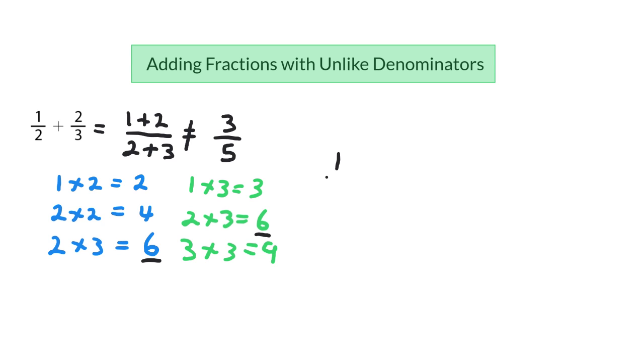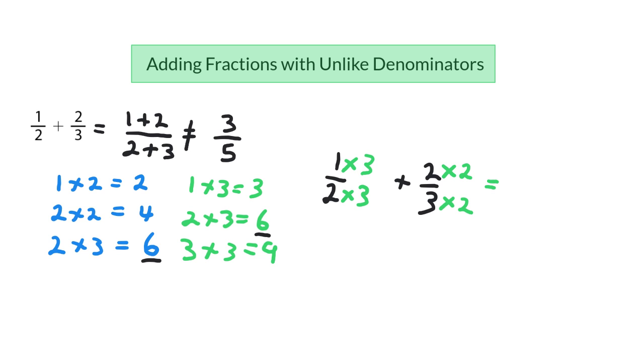So let's rewrite this. We have 1 over 2 plus 2 over 3. And we're going to change this 2 and this 3 into 6s. So in order to change this 2 into a 6, we're going to multiply by 3. And the rule is whatever you do to the denominator, you have to do the same thing to the numerator. So we're also going to multiply the 1 by 3. And to change this 3 into 6, we're going to multiply it by 2. And then we're going to do the same thing to the numerator.